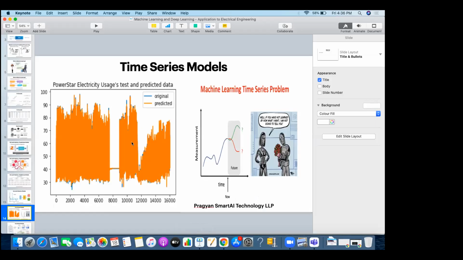This is an example of something I have done for one of my clients, a South African company. Their intention was, based on people's consumption, for example, they have smart meters in many households, and they wanted to check how people consume, how many units they are consuming, and what the projection would be for them.